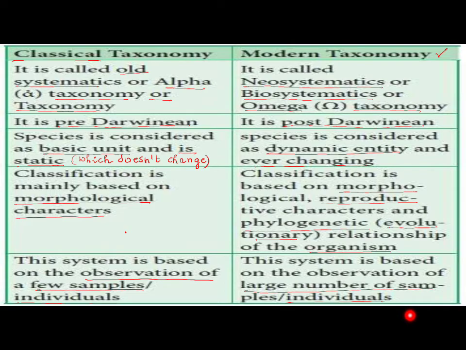You got it? This is the difference between old taxonomy, which is also called as classical taxonomy, and modern taxonomy, which is also called as neo-systematics or biosystematics. Am I clear?